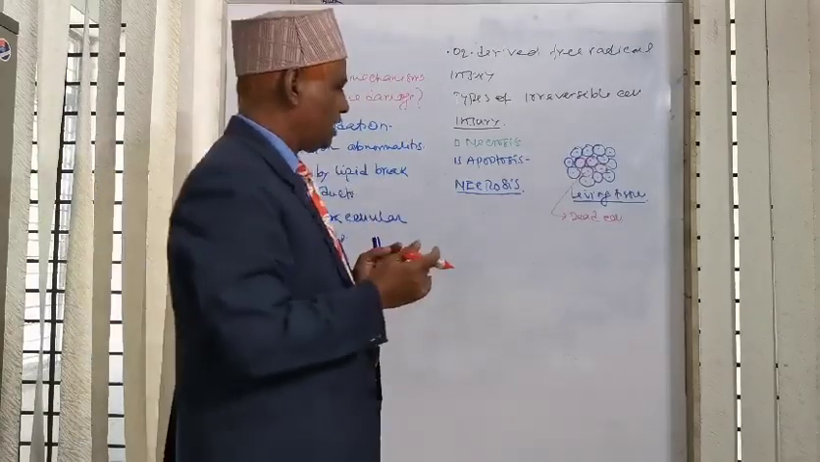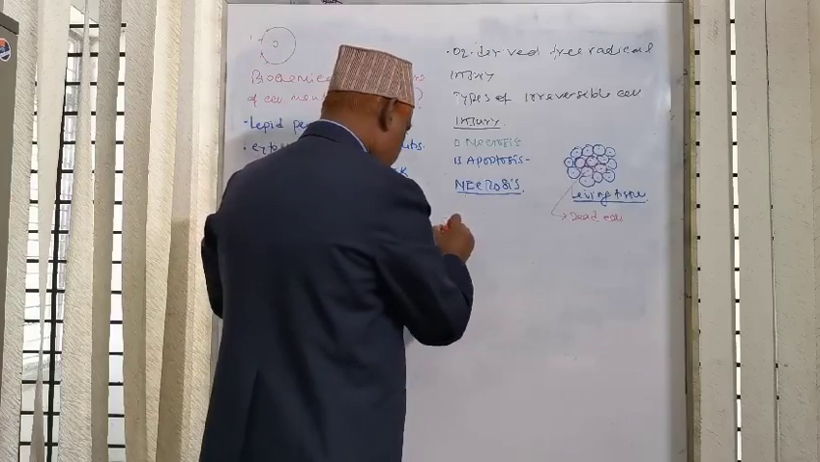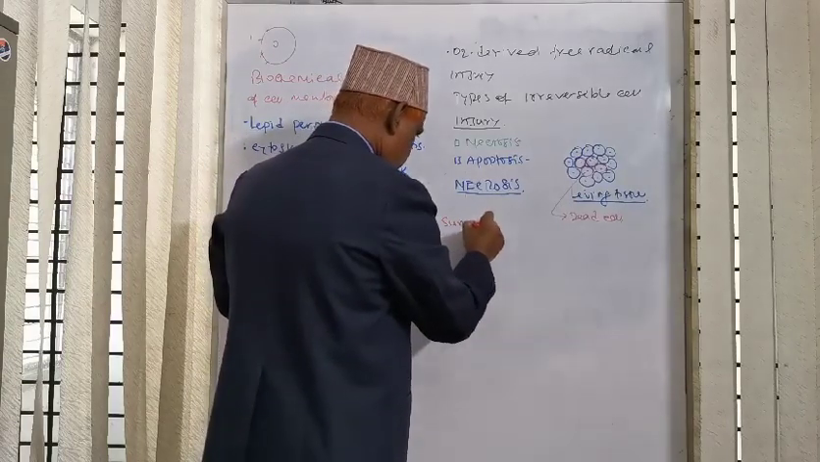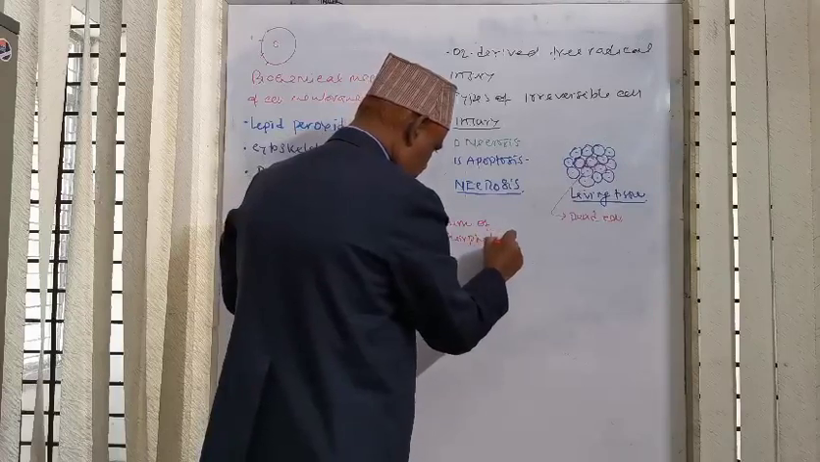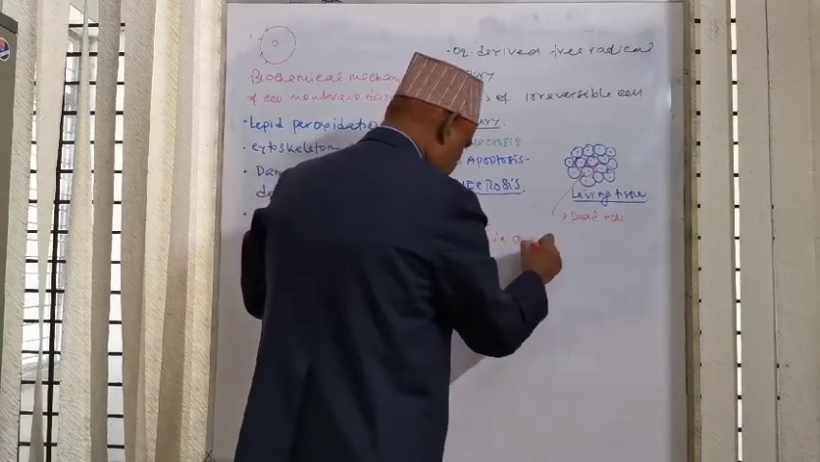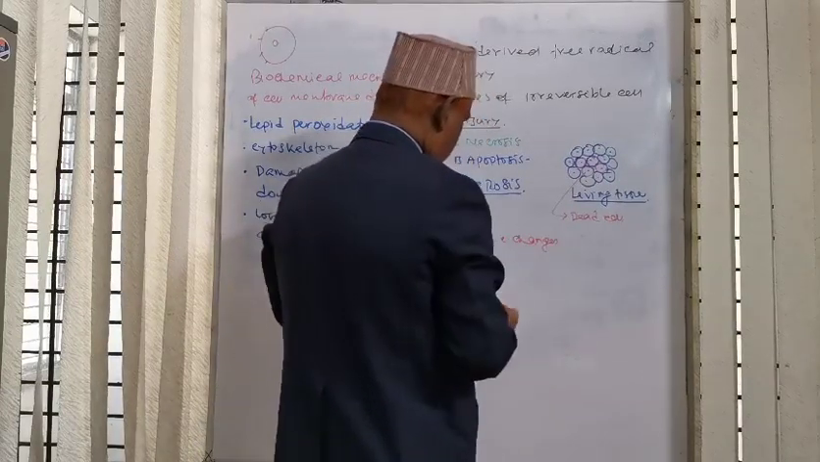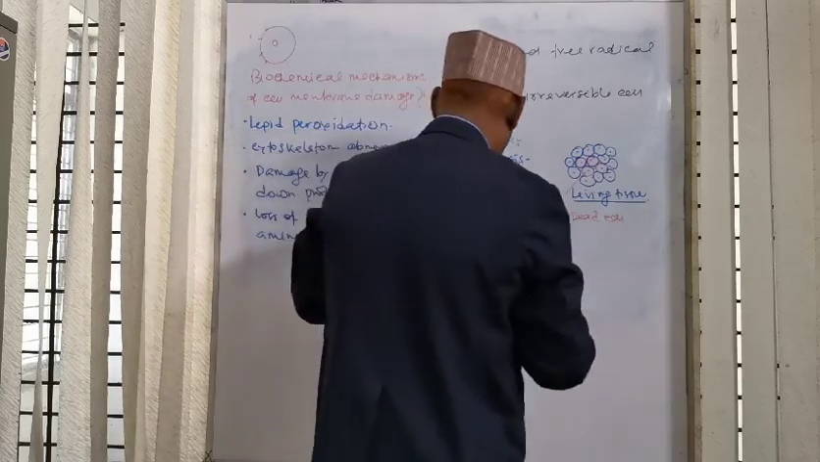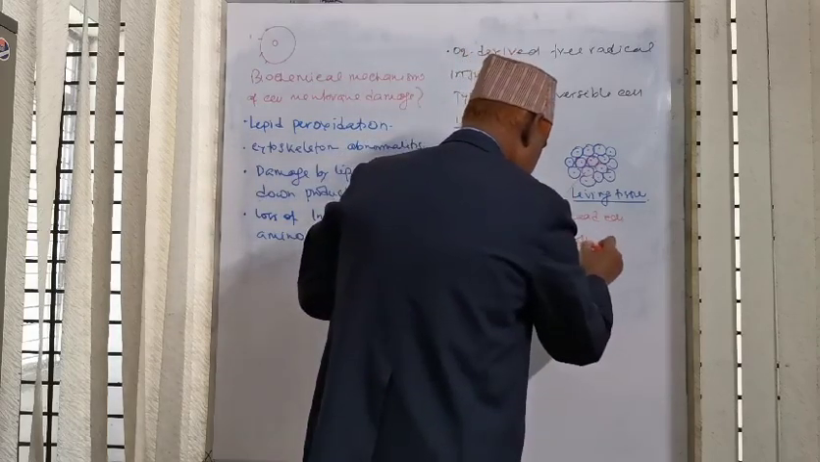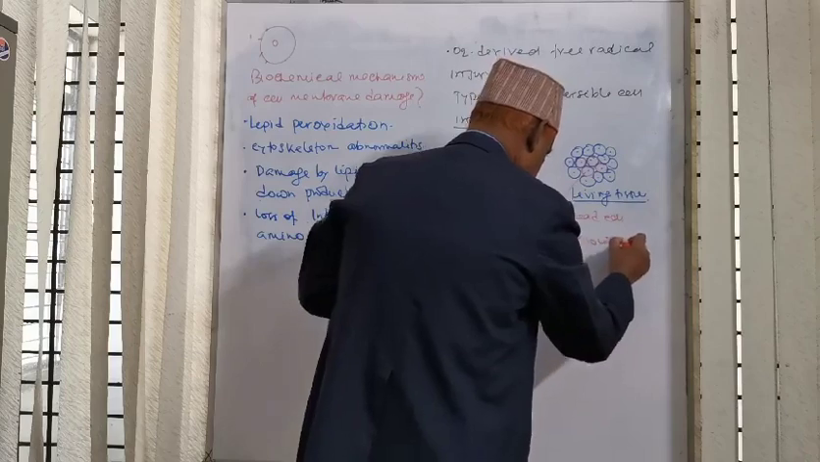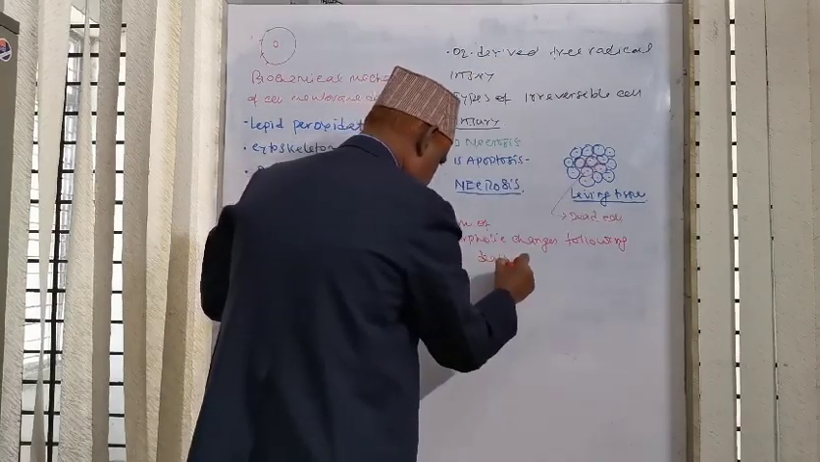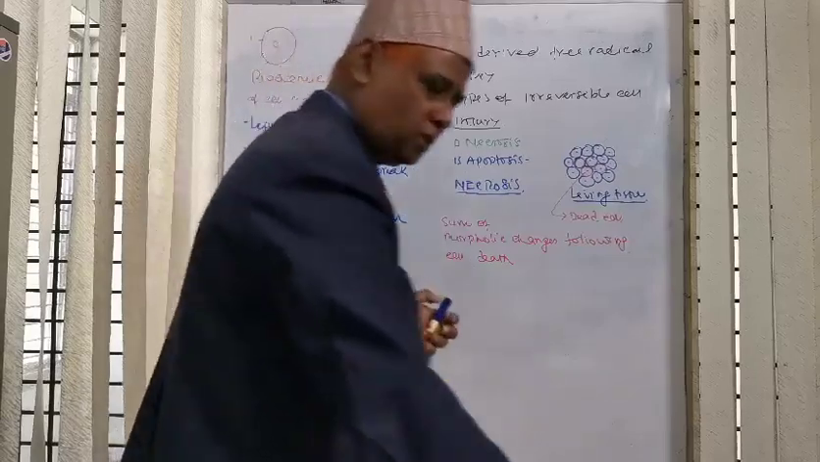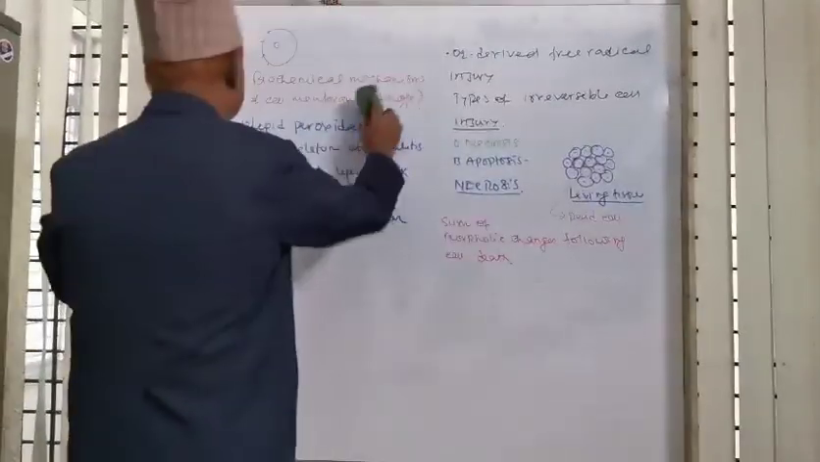So we can define necrosis: sum of morphologic changes following cell death.